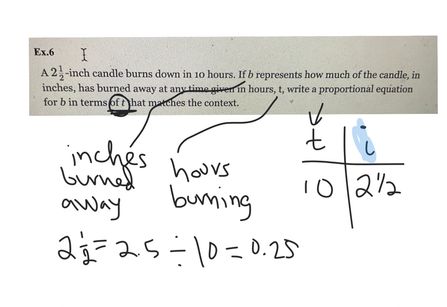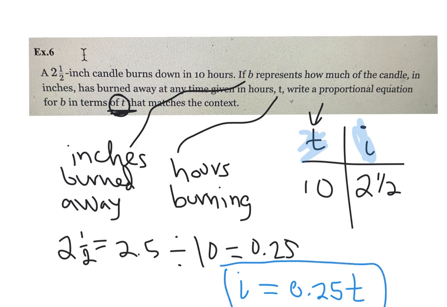That goes by itself, as we do. So we're going to say I equals, so that's the inches tall that it is. It's going to equal our COP, 0.25, multiplied by the variable on the left side, t. So it's in terms of t. And that's the equation that they're looking for.